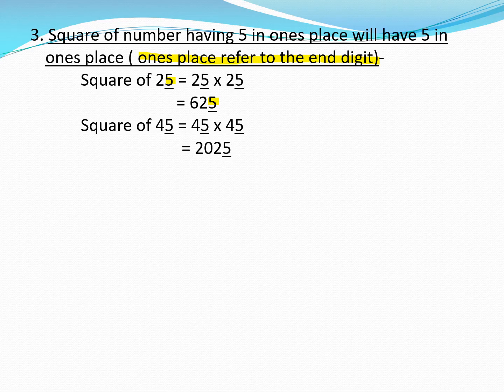Same here, square of 45, you will see 2025. So this means if a number ends with 5, then even the square of that number will end with 5.